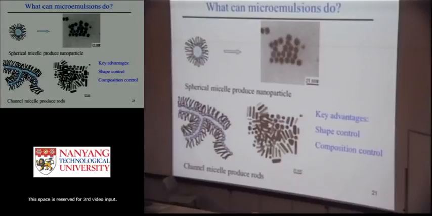If I make the micelle into a so-called channel-shaped water droplet, I can make this kind of nanorod or anisotropic system. So this is one of the advantages. Of course, as I just mentioned, all the chemicals are dissolved within the water droplet, so composition control becomes easy. You simply tune the ratio of the chemicals you dissolve and allow all of them to be involved in the reaction. Then you have composition control as well. So this is also another advantage.